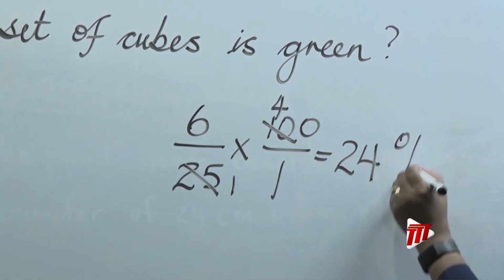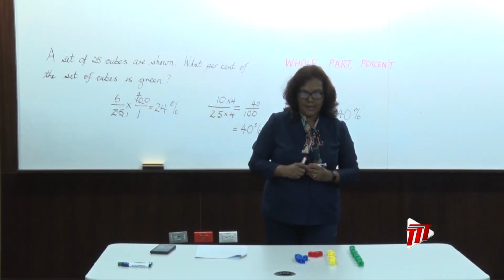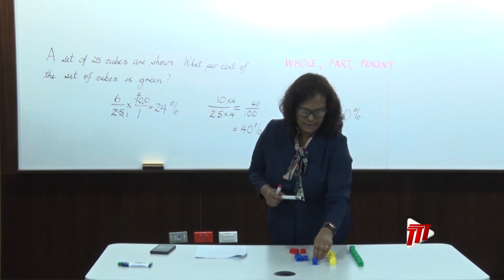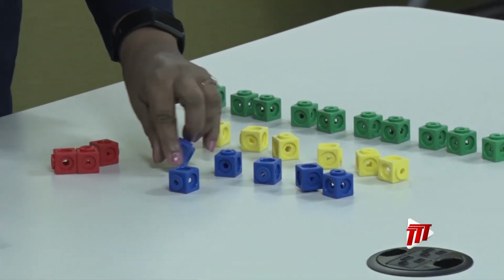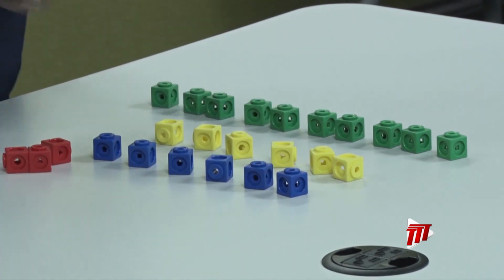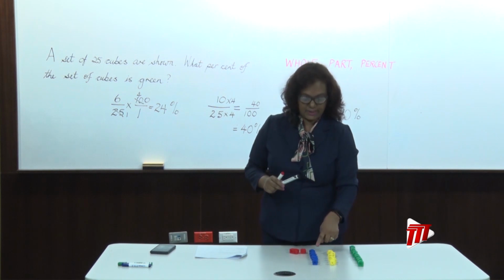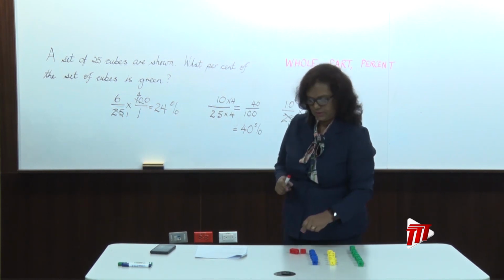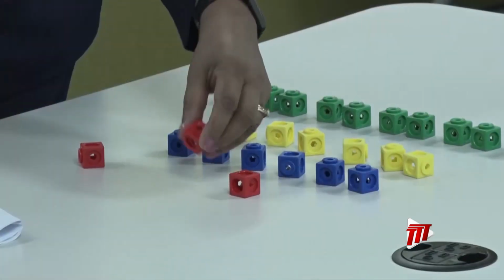So 24% of my cubes are yellow. The blue, I also have 6. So 6 out of 25, I'm going to get the same percentage of blue cubes out of my 25. Right, I have now 3 red.